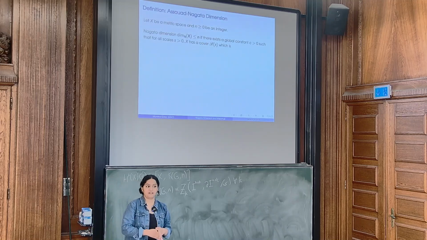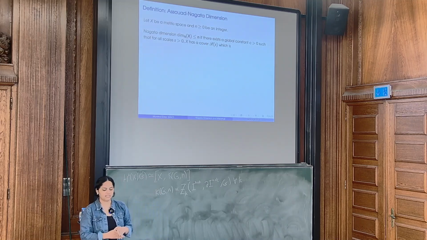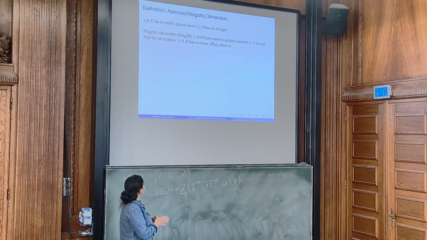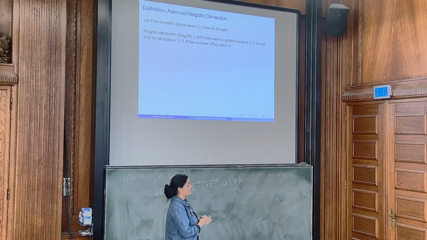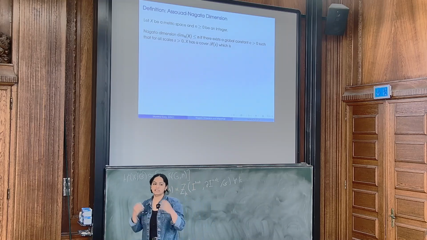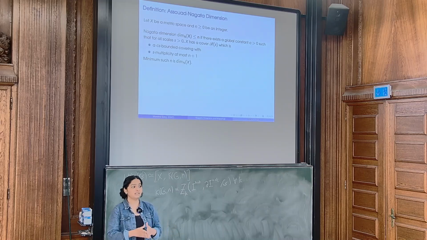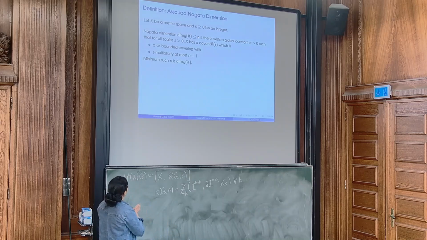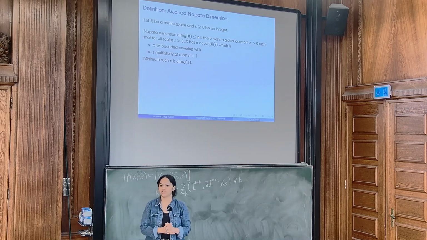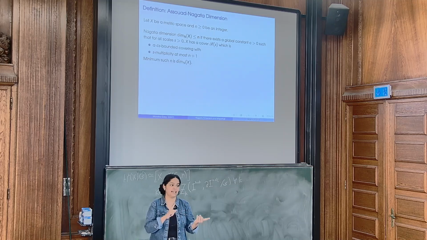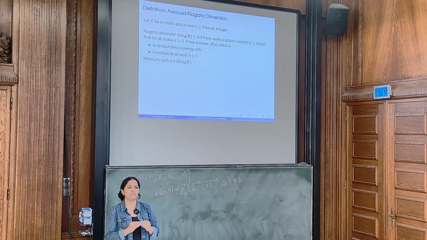Now we are ready to define Assouad-Nagata dimension. The Assouad-Nagata dimension of a metric space is at most n if there exists a global constant C, this is the constant which will be used for bounding the diameter, such that for any scale, any positive real number S, our space admits a cover which is CS bounded, and S multiplicity is at most n plus 1. The Nagata dimension is 1 less, and the minimum such n is precisely the dimension of the space.